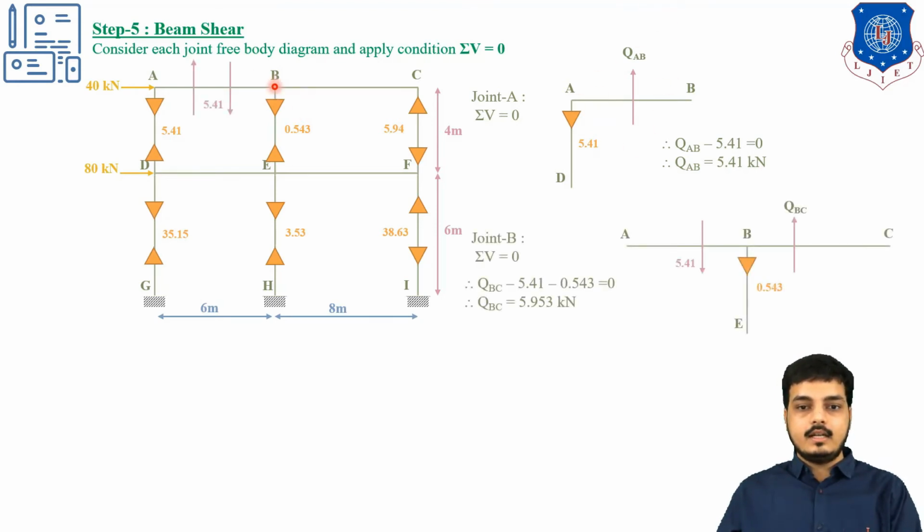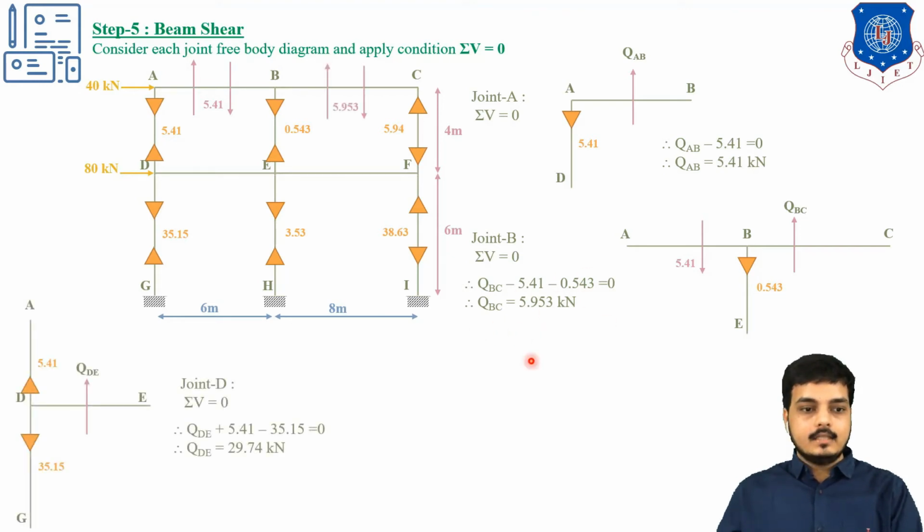Similarly, the next joint I have considered is joint B. So members are B to A, B to C and B to E. This is the 5.41 we have recently found out. If this is upward, then an equal and opposite force needs to be applied, which we have provided over here. With the help of it, we can find out QBC. So summation of vertical forces at joint B is 0. So QBC is upward minus 5.41 and 0.543. With the help of this, we can find out QBC.